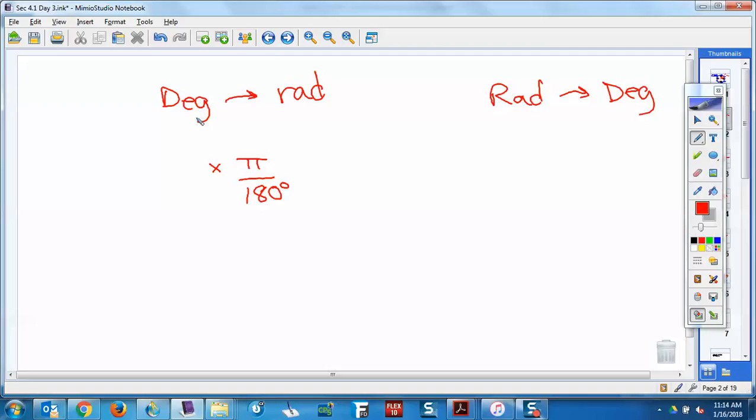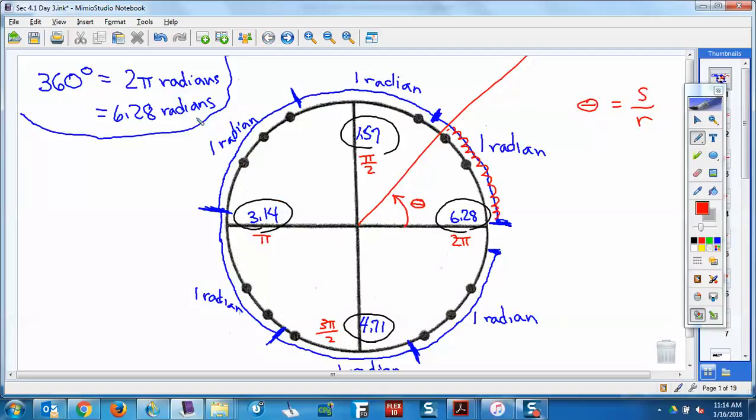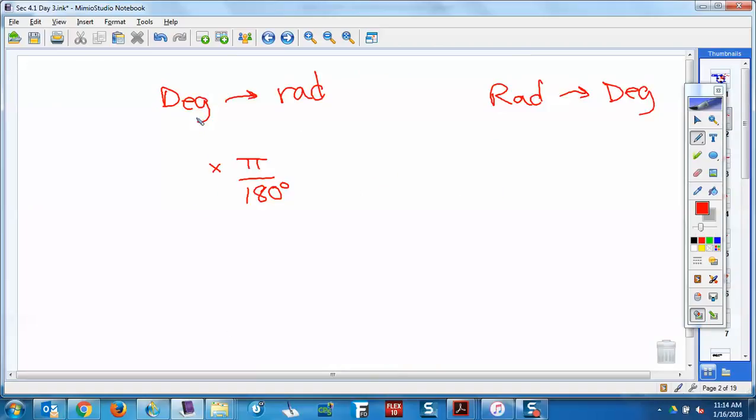But radians could be given to me in two different ways. Radians could be given to me as the red, where I have a pi in it, or radians could be given to me as the blue, where it's just a number. You see what I mean? So radians to degrees is a little different. So if I'm given radians like this, then what am I going to do to convert to degrees?